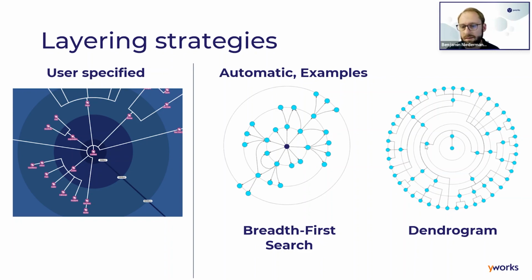Another way is the dendrogram style, where I also first compute a layering, but in that case, I also place the nodes as far as possible outwards. So basically, if it's possible, I place them on the outermost circle. So for example, this node is placed on this layer and not on this layer. Also, this would be possible. And this is the so-called dendrogram style.